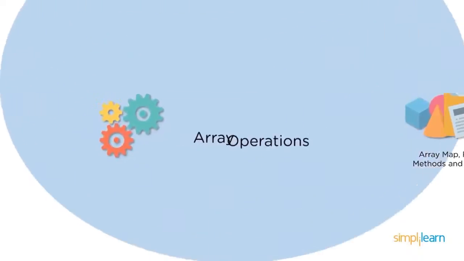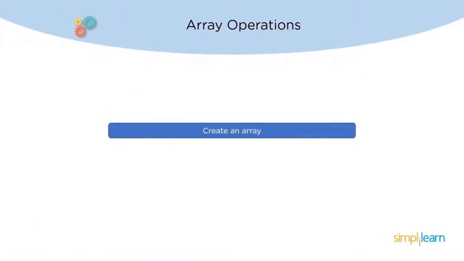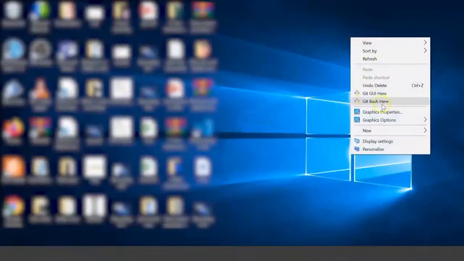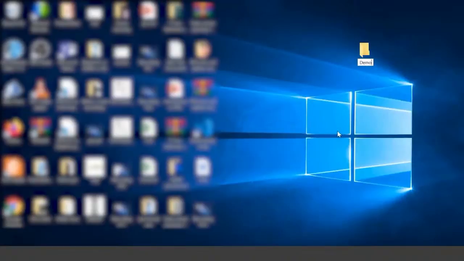Moving on, let's understand what array operations are. Now we can perform various operations on an array in JavaScript. But let's start by creating an array. For that, let's go ahead and create a folder first, which will contain the file that we're creating. Let me create a folder and I'll call it demo_array.